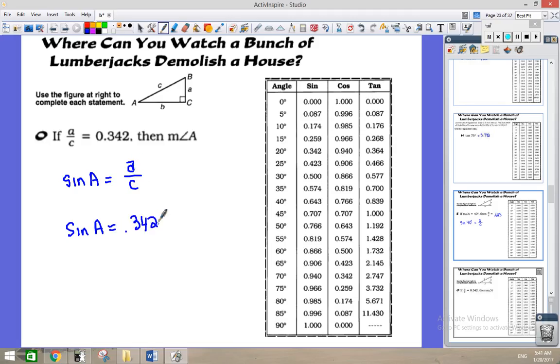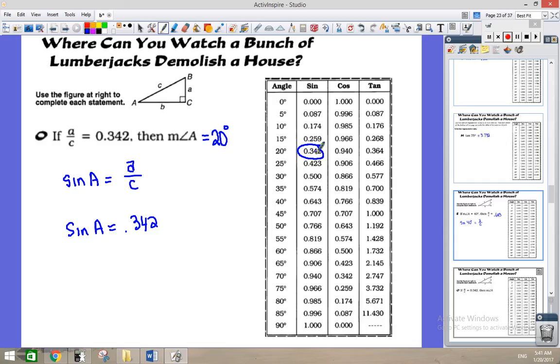So I need to look in this first column for 0.342, or as close as I can find to it, and here it is. So the measure of angle A that they want is 20 degrees. So see, this is the idea of the inverse. If they give us an angle, we give them the ratio. That's normally how we write these trig functions.